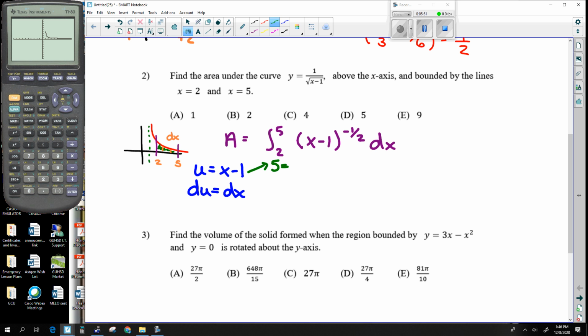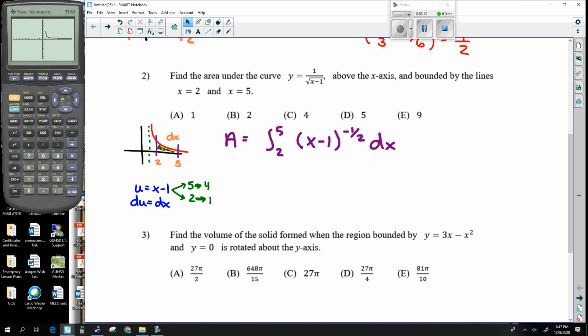So 5 is now 4, and 2 is now 1. Because I'm going to u, I'm not going to go back to x upon my solving of this integral. I'm not going to go back to x because I reevaluated my limits of integration. If I left 5 and 2, then I would have to go back to x. All right, so this now is from 1 to 4 of u to the negative 1/2 du.